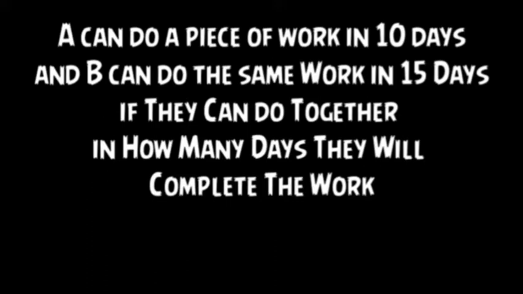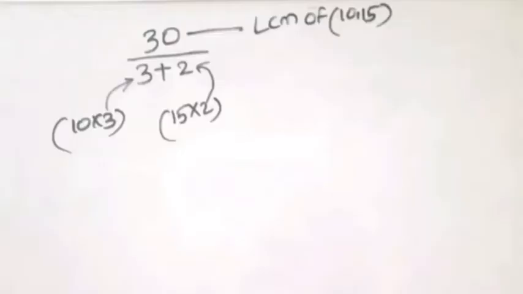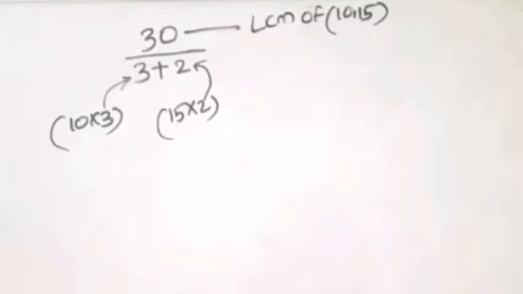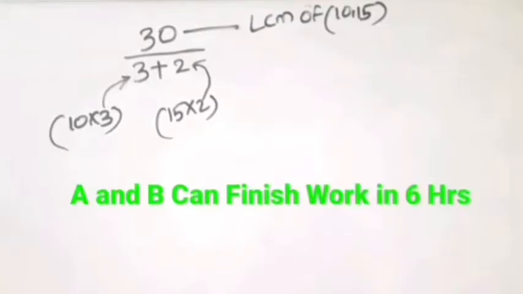Okay. So the LCM of 10 and 15 is going to be 30. So 30, 10 is 3 times of 30, 15 is 2 times of 30. So 30 by 3 plus 2, it's going to be 30 by 5. Okay, 30 by 5 is going to be 6. So A and B can finish the work in 6 days. Hope you understand. Moving forward to the next question.